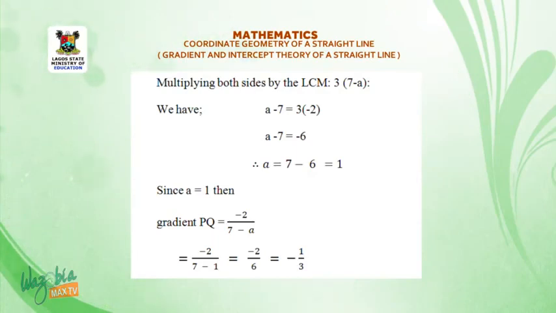Since a is equal to 1, then gradient of PQ is now equal to minus 2 all over 7 minus a, which is equal to minus 2 all over 7 minus 1, which is equal to minus 2 over 6, which gives us minus 1 over 3.